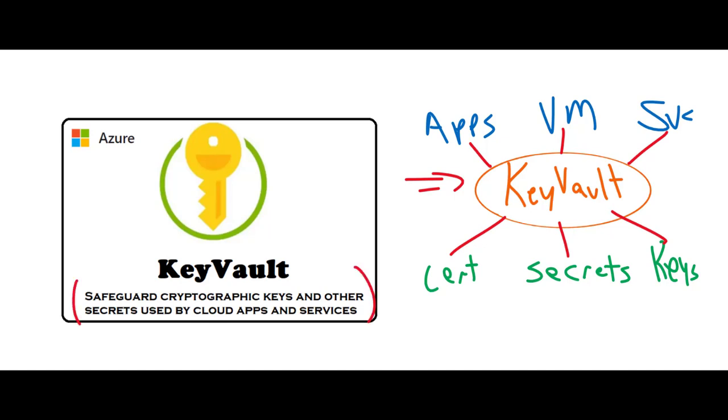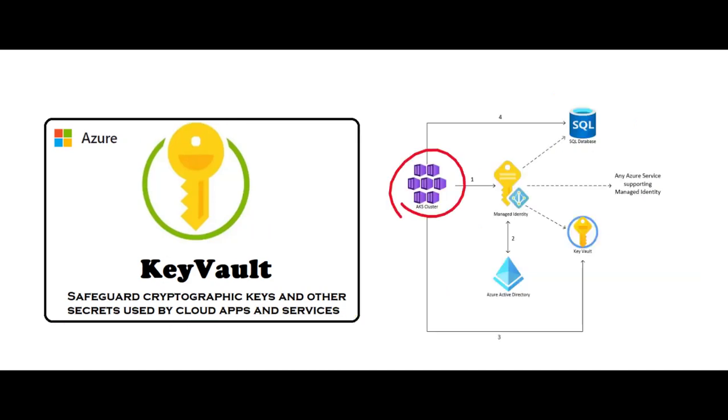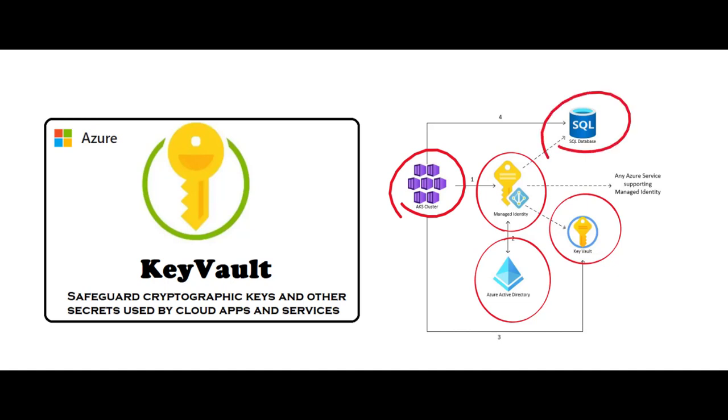The purpose of Key Vault is right here. It is safeguarding cryptographic keys and other secrets that are used by cloud applications and services. So here's an example. I've got an Azure Kubernetes cluster that is communicating with a managed identity, which is communicating with the Key Vault, Azure Active Directory, which is communicating with a managed identity, and SQL database at the very end. And because it's Key Vault related, managed identity related, secrets are kept. Any Azure supported managed identity can gain access to that key and those keys, for example.